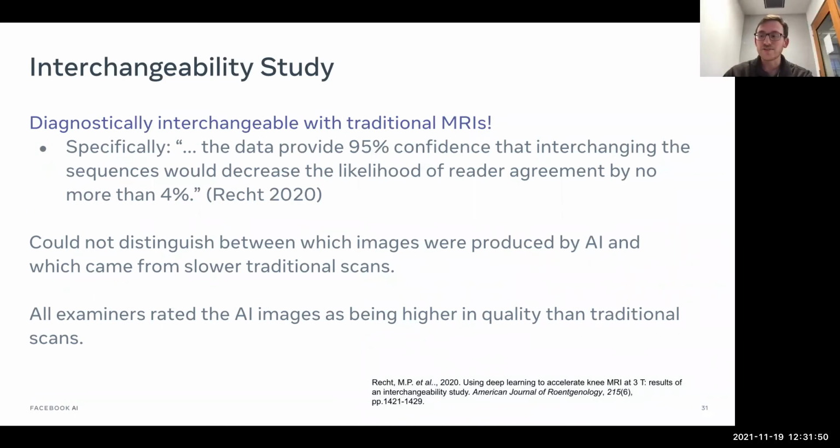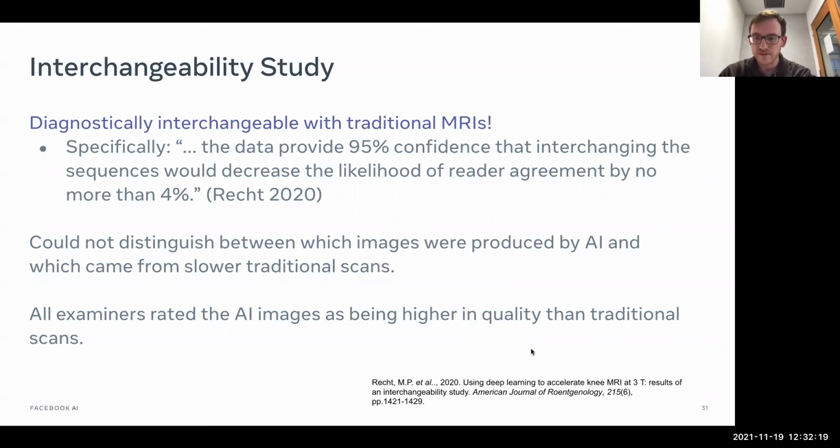Yeah, and so the conclusion of this study, which I think was maybe the peak of the research work, was we did find that they were diagnostically interchangeable. Specifically, if you wanted the exact claim in the paper, the data provide 95% confidence that interchanging the sequences would decrease the likelihood of reader agreement by no more than 4%. So generally the radiologists could not distinguish which ones were produced by AI, and they actually preferred the AI images in quality versus the traditional scans.